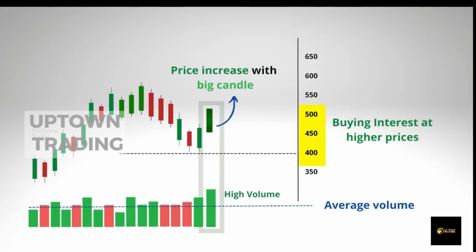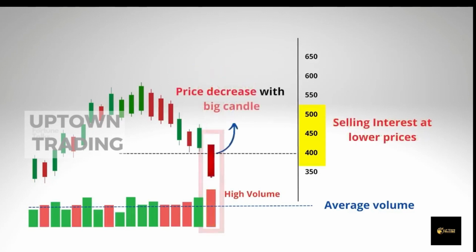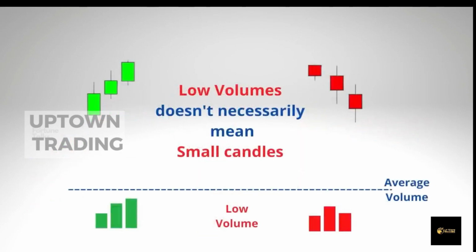That is, buyers should be willing to buy at even higher prices. And in a similar case, if the price were to go down, then the sellers should be willing to sell at even lower prices. And it is at these instances we can leverage an increase in the volume for our trade decisions, and not otherwise. The case is the same when the volume is low.